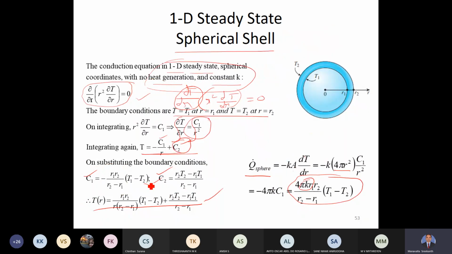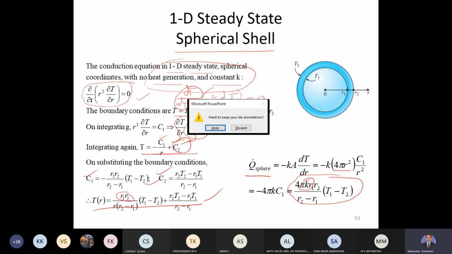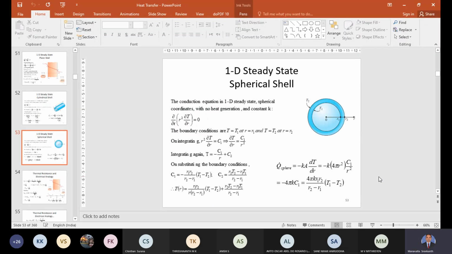Similarly, in the case of a sphere, you see here we have R1 multiplied by R2. So we have some squares, some R square term is appearing here. So because of that, we will see that there will be non-linearity in the temperature distribution also. Okay, so I will show you the temperature distribution now.